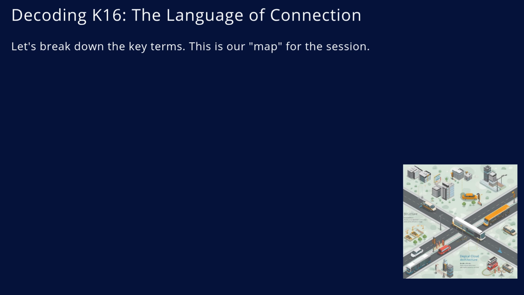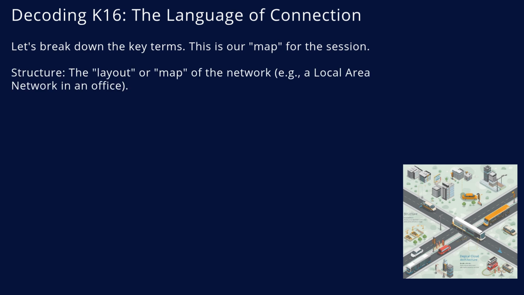This KSB gives us 4 key areas to understand. Think of this as the map for our session. We'll tackle each one, step by step, so you can build your confidence. First, we'll look at structure. This is simply the layout of the network, like the map of a city's road system. How are all the devices physically and logically connected?